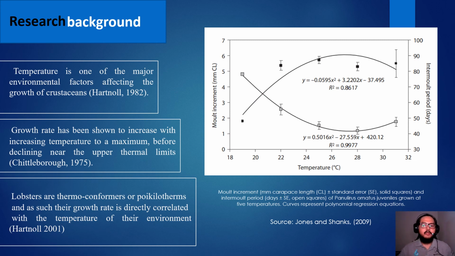Second is the research background for my case study. Firstly, temperature is one of the major environmental factors affecting the growth of crustaceans. Second, growth rate has been shown to increase with increasing temperature to a maximum point before declining near the upper thermal limits. And lastly, lobsters are known to be thermoconformers or poikilotherms, and as such their growth is determined by the environmental temperature. As you can see from the graph, the molting rate of the lobster increases with increasing temperature, but at one point it will start to drop when the temperature becomes too hot for them.